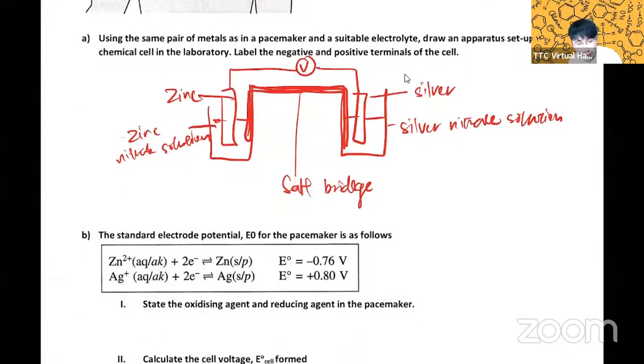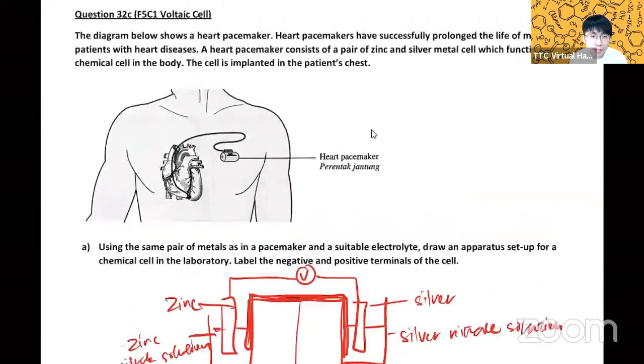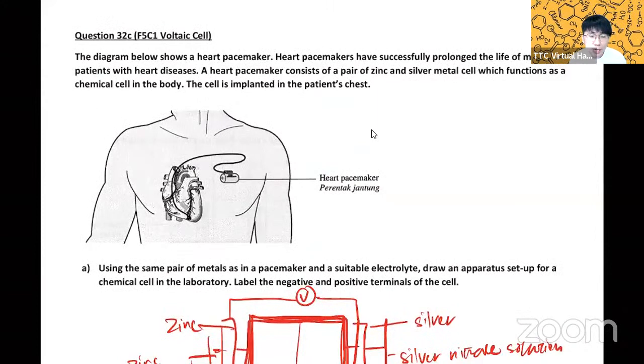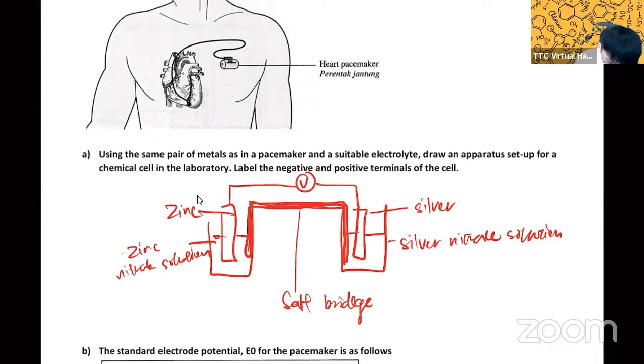Okay, now again with the electropotential series. Okay, the label, thanks for reminding. The negative and positive terminal. So according to my agent, zinc should actually be your reducing agent. So it will donate electrons and silver will receive electrons. So negative terminal, positive terminal.